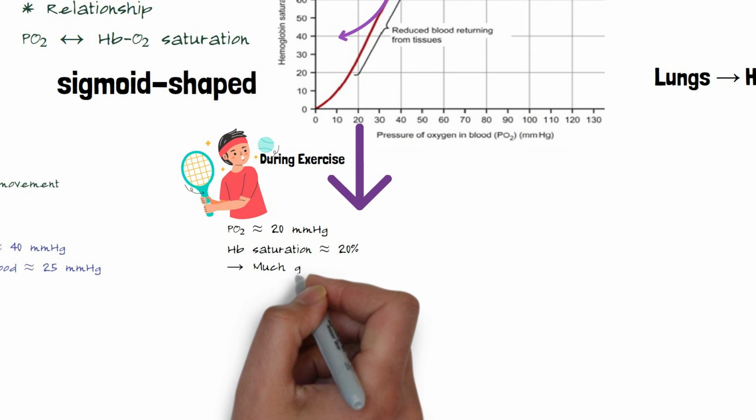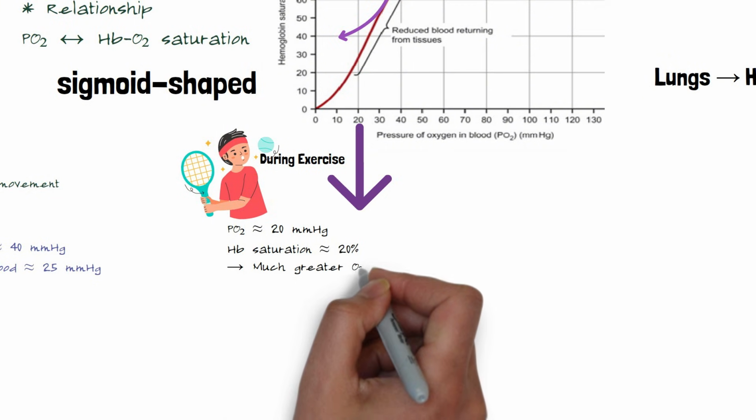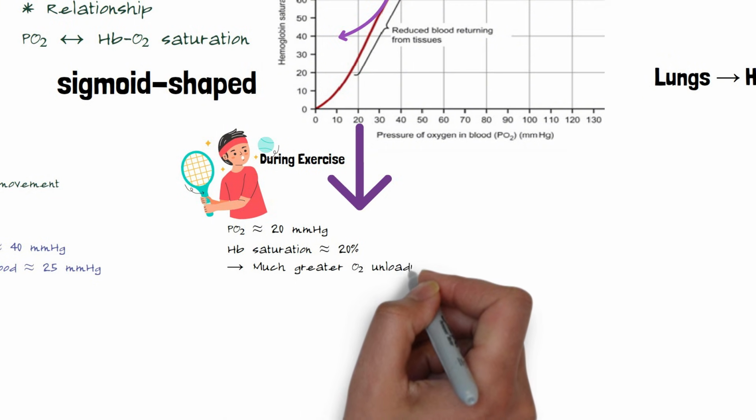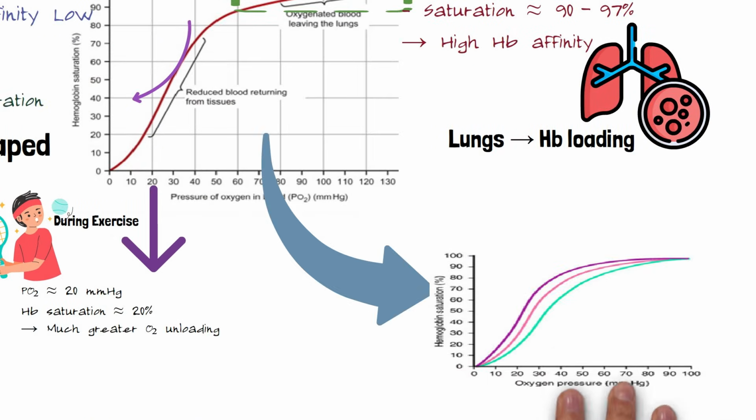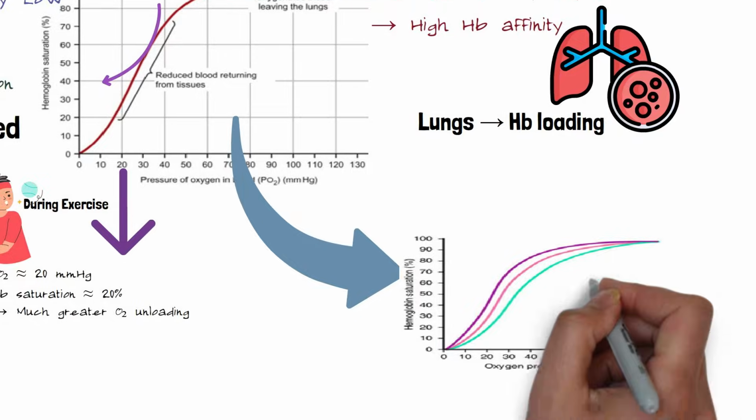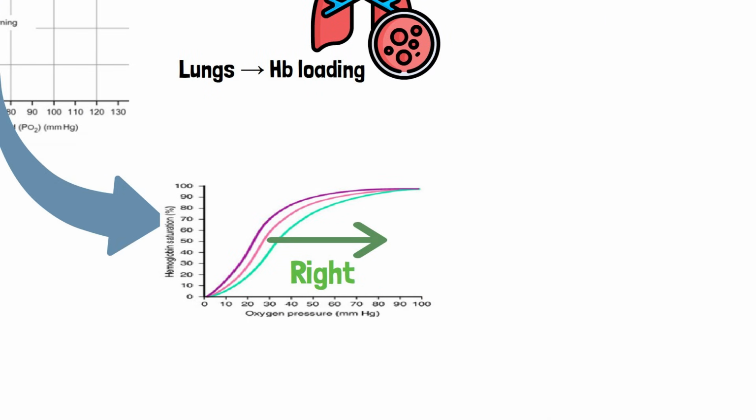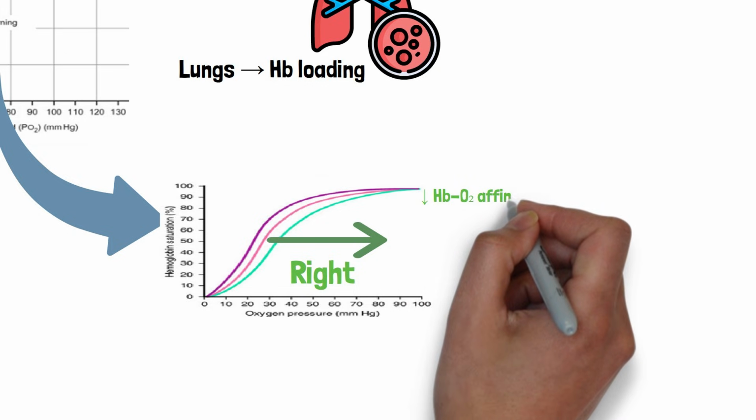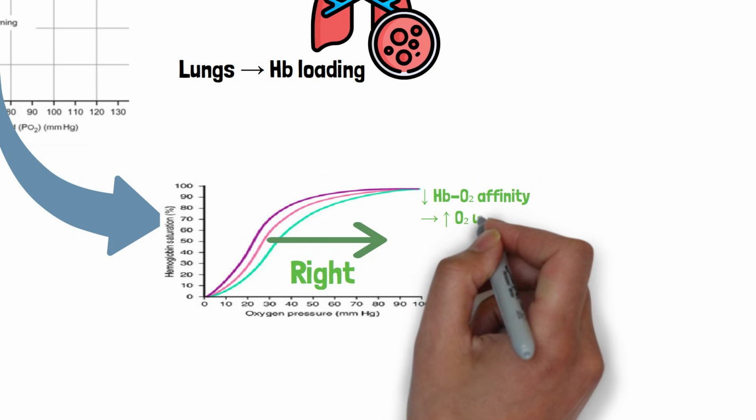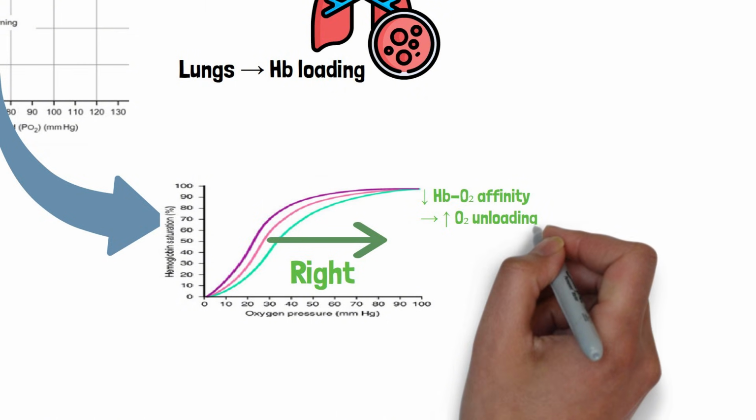This curve may shift to the right. When it shifts to the right, this means that the affinity is decreasing, and this means the unloading of oxygen increases, and this occurs when the tissue metabolism is increased, so the carbon dioxide, hydrogen, temperature, and 2,3-diphosphoglycerate are increased.